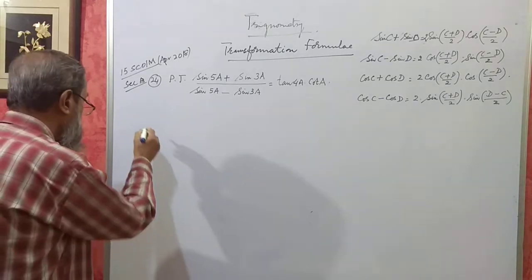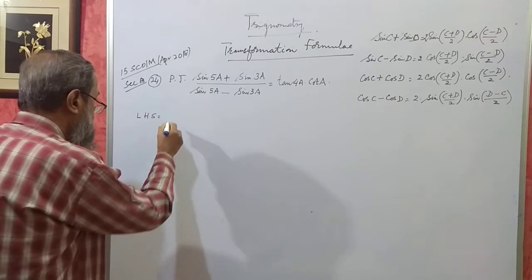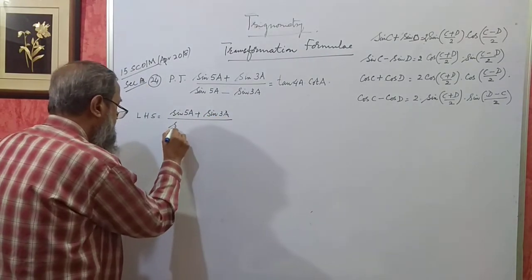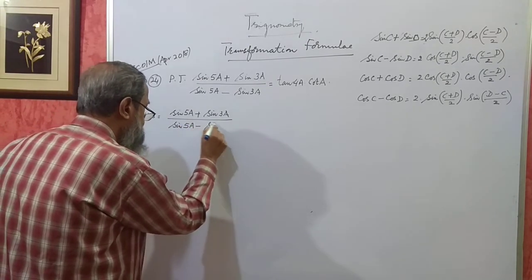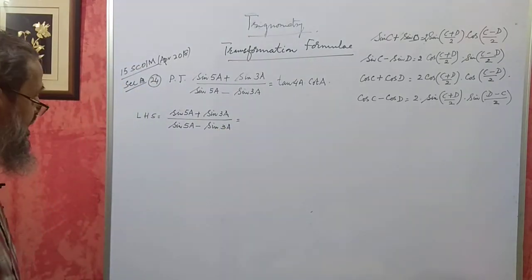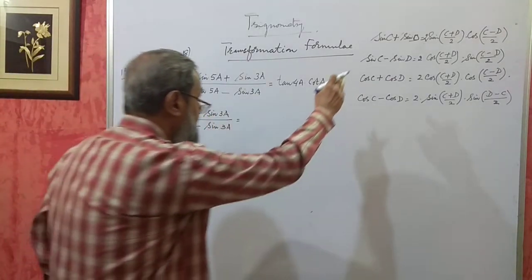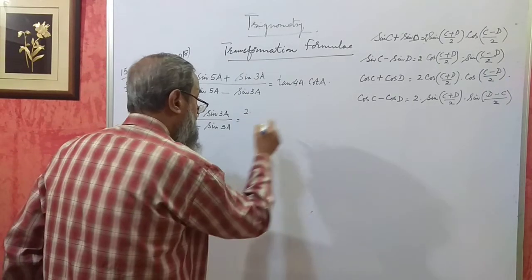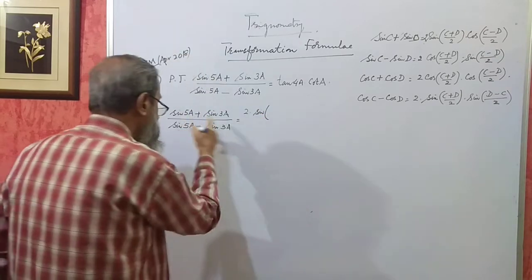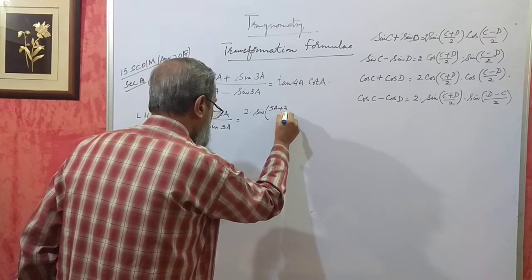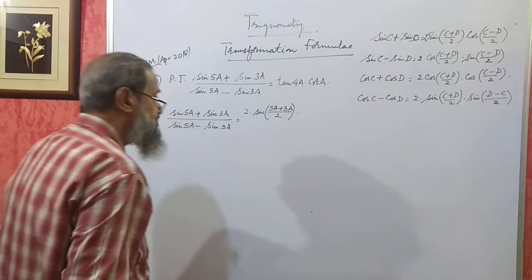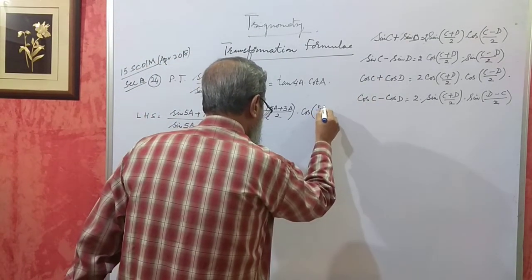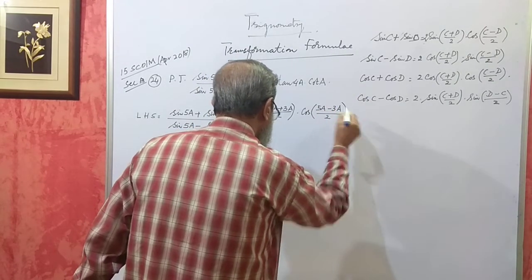Now, this is a normal problem. We take up the LHS. LHS is sine 5a plus sine 3a divided by sine 5a minus sine 3a. Now here, sine C plus sine D is the first formula. The sum of the sines of two angles can be written as 2 into sine of C plus D by 2, that is 5A plus 3A divided by 2, multiplied by cos of C minus D by 2, that is 5A minus 3A divided by 2, right?